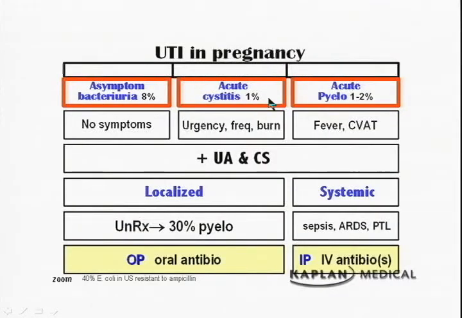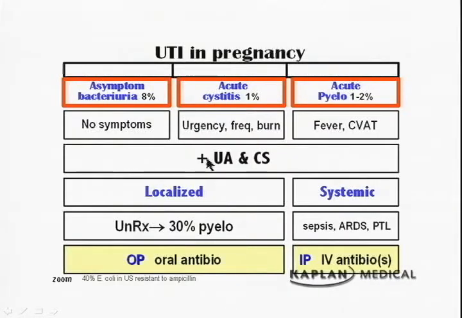Acute cystitis, 1% of patients. Urgency, frequency, burning. This patient will not allow you to forget that she has an infection. She'll call up and say, "Doctor, the pharmacist says they haven't got the prescription from you yet." This is also diagnosed with a urinalysis and culture sensitivity. This is localized infection, not systemic. Again, the concern, if it's untreated, is pyelonephritis, and this can be managed with outpatient oral antibiotics.